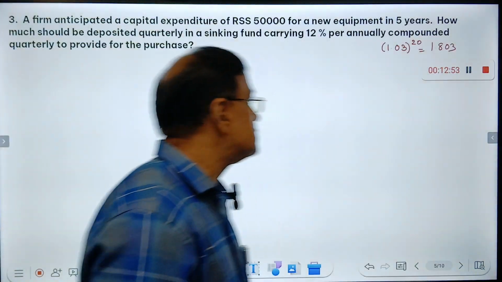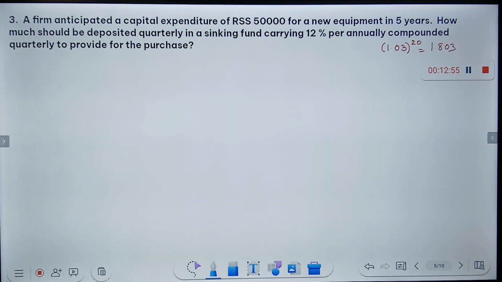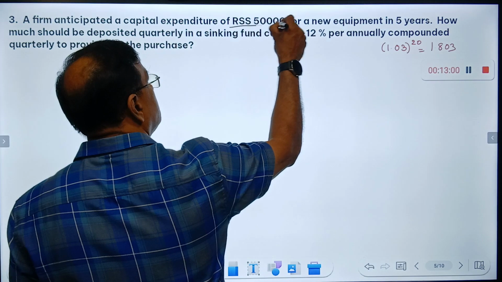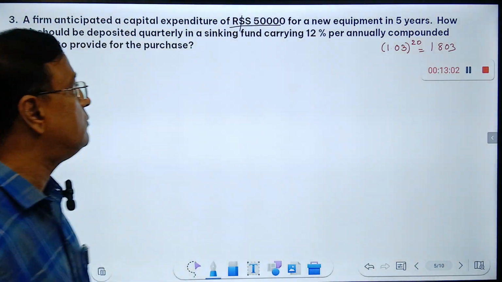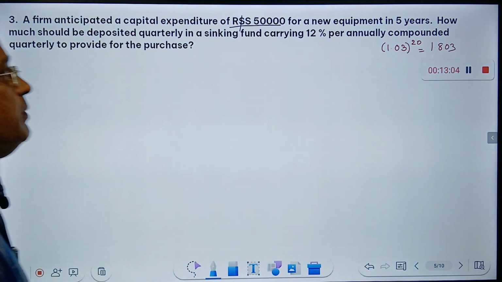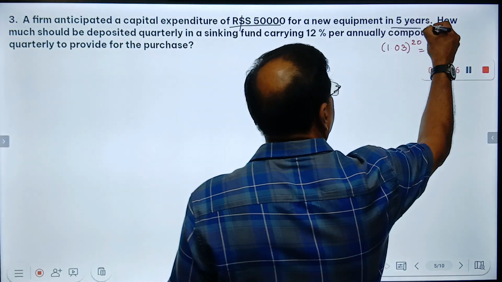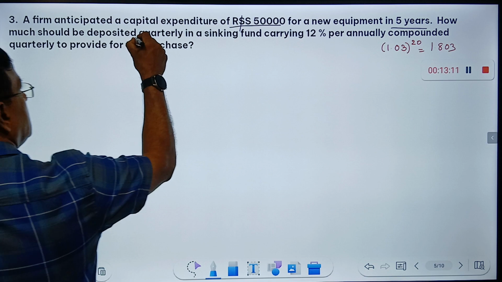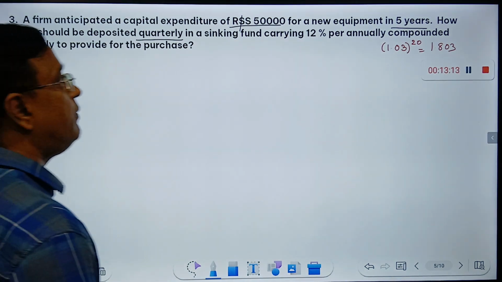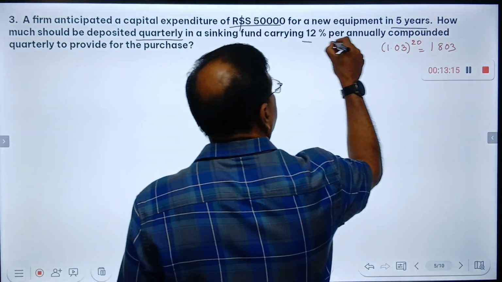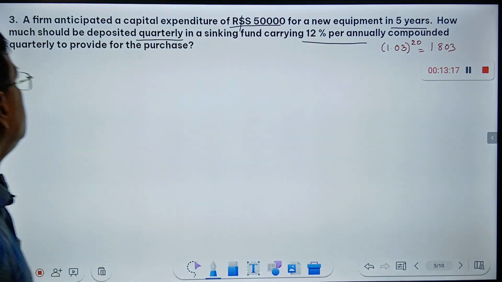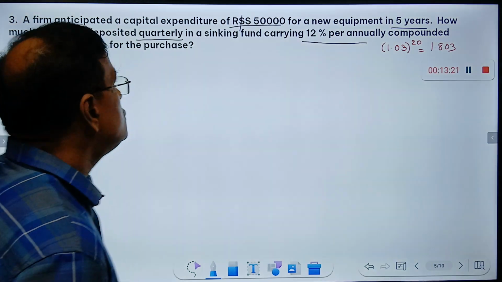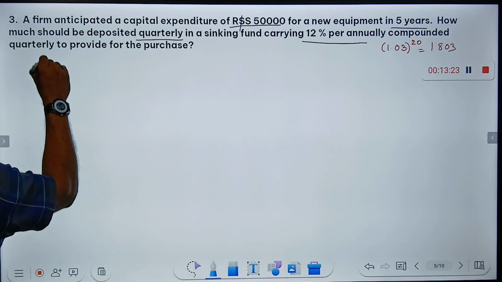Let's go to the next question. A firm anticipated a capital expenditure of rupees 50,000 for a new equipment in 5 years. How much should we deposit quarterly in a sinking fund at 12% per annum, compounded semi-annually? Okay, compounded semi-annually. So amount is given as what?